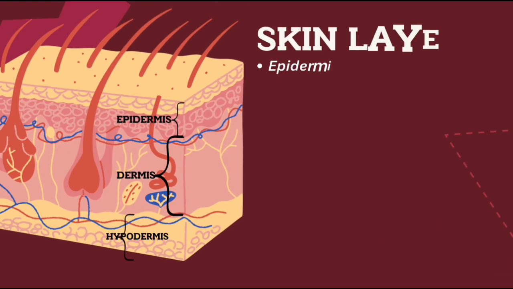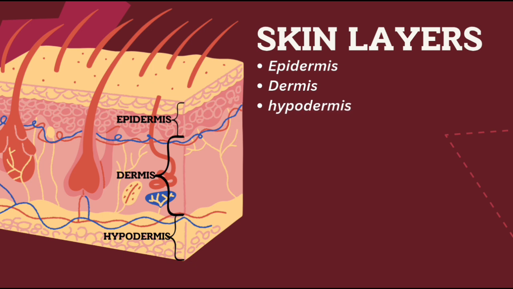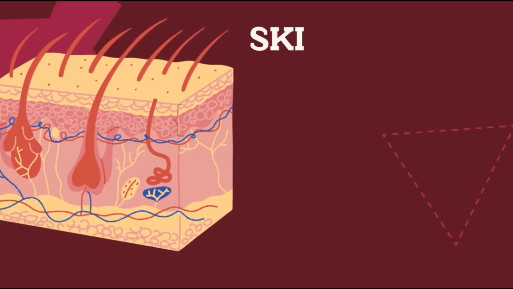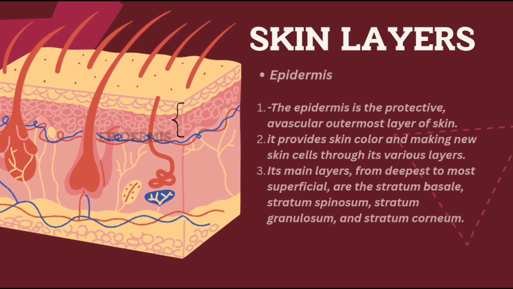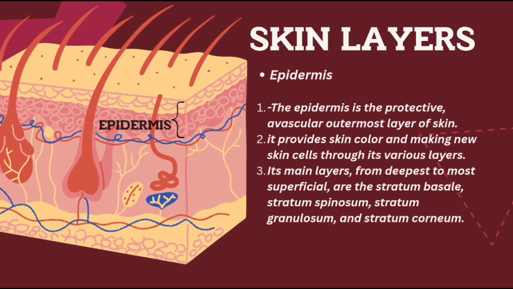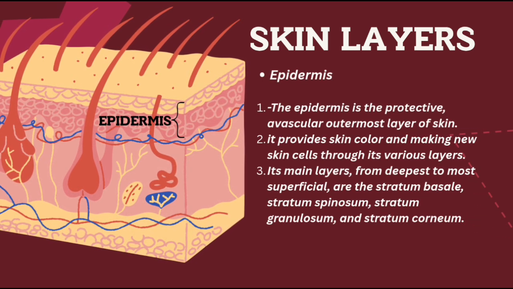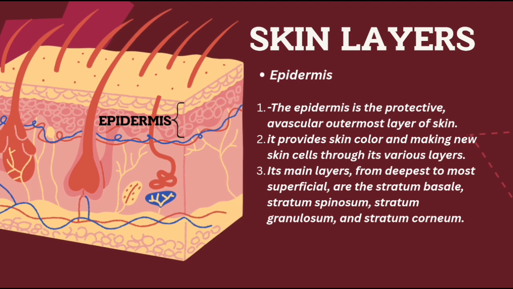Skin has three types of layers. We have the epidermis, dermis, and hypodermis. The first layer of the skin is the epidermis. The epidermis is the protective, avascular, outermost layer of the skin. It provides skin color and makes new skin cells through its various layers.